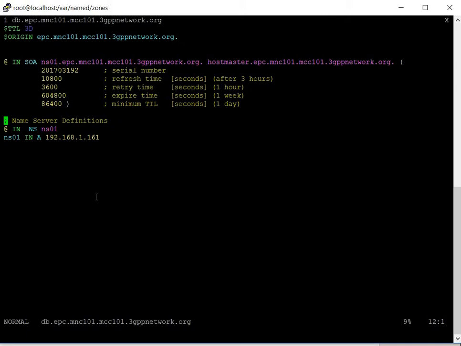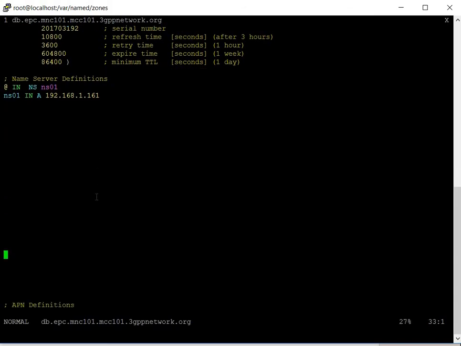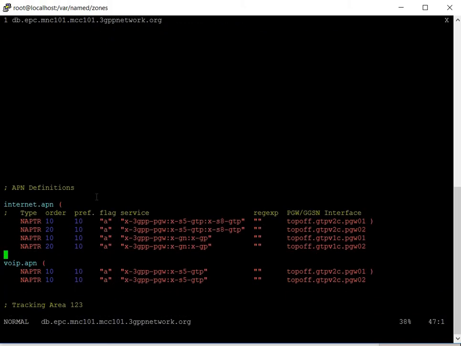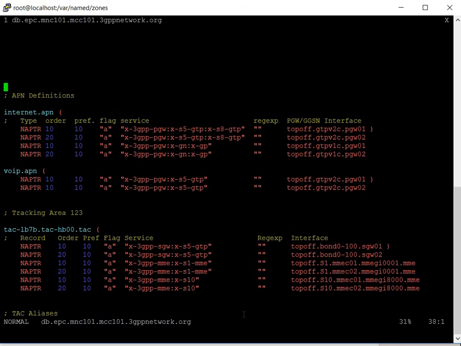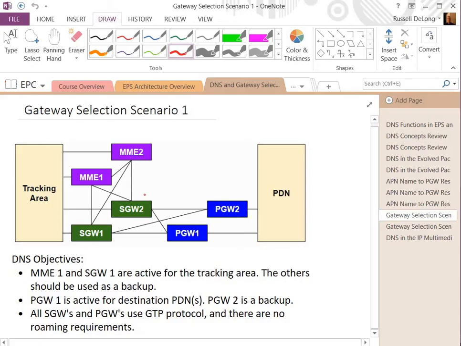What name servers can give information about it, and how do I reach those DNS servers? That's what this is. So this part is generic for any DNS configuration, and now we're going to go back to our 3GPP scenario and show how we can meet the objectives of that scenario through our DNS configuration. So quickly to go back to the scenario again, we have 2 MMEs, 2 S gateways, 2 P gateways. We don't have any roaming, we're only GTP protocol, we have no compatibility issues, nothing like that. And we want to make the 1s active and the 2s passive.